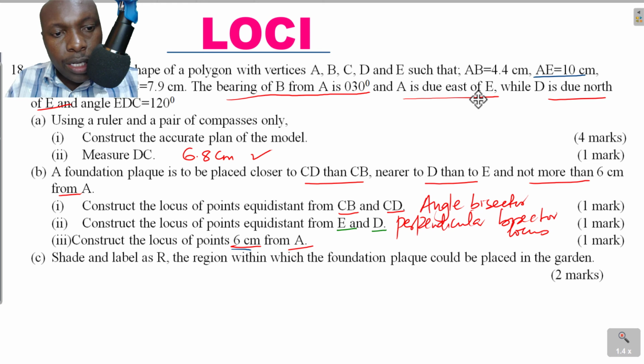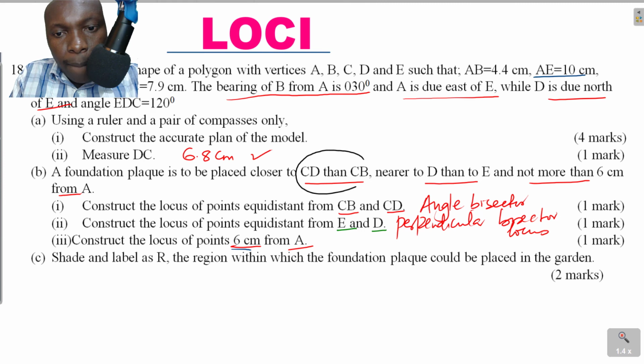If you noticed, the three statements here that we have, that is construct the locus of point equidistant from CB and CD, that is part 1, then part 2, part 3. All of them are represented by these. Like the first one was the foundation is to be placed closer to CD than CB. That is why we constructed these locus of point equidistant from CB and CD. Then it should be nearer to D than to E. That is why we constructed the locus of point equidistant from E and D. Then not more than 6 centimeters from A. That is, these locus construct the locus of points 6 centimeters from A. So now we've done everything.